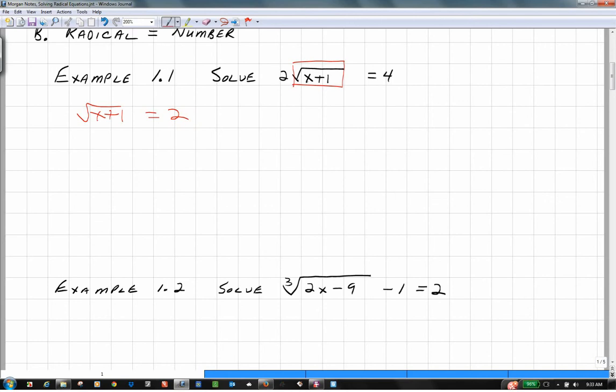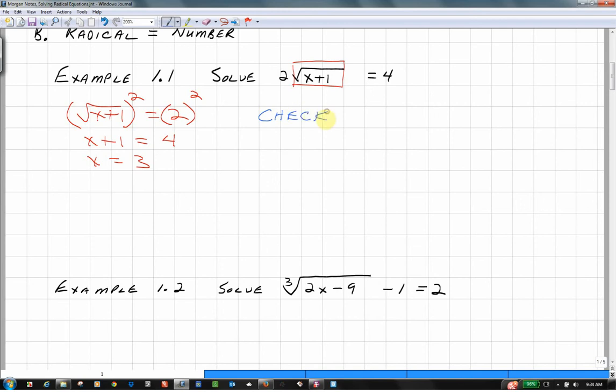Now I need to get rid of that radical sign. That's to the 1/2 power, so I am going to square both sides. This side, the square root of anything squared, is just going to pop out, and the other side will be 4. Subtract 1, and I get x is equal to 3. Okay, let's see if that's extraneous. So I'm going to check that.